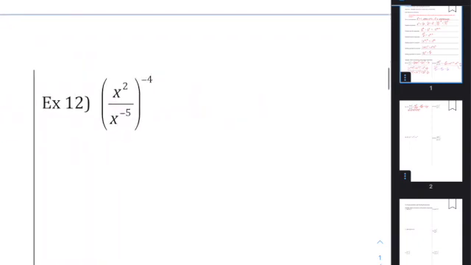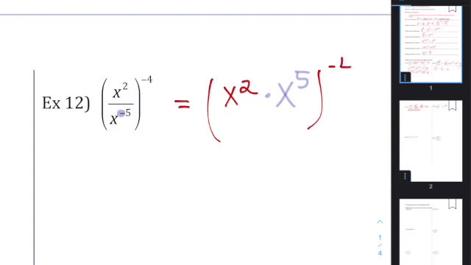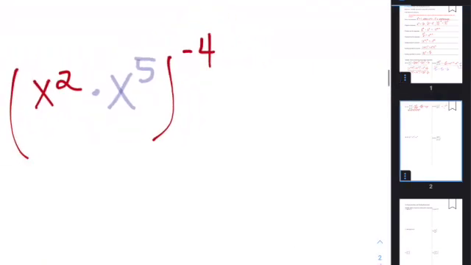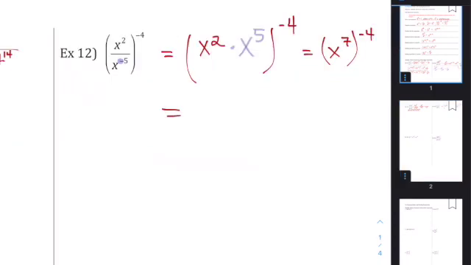In this case, I'm going to flip x to the 2nd. And then since it's a negative exponent right here, I'm going to move it to the top. That's going to be times x to the 5th, because it's bottom, move to the top. Then I'm going to have negative 4. Combine inside first. That will be x to the 7th power to the negative 4. It's going to be x to the negative 28. And then it's going to be 1 over x to the 28th power.